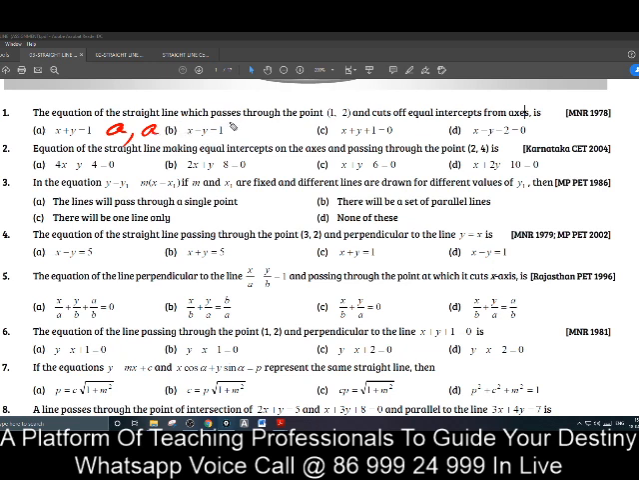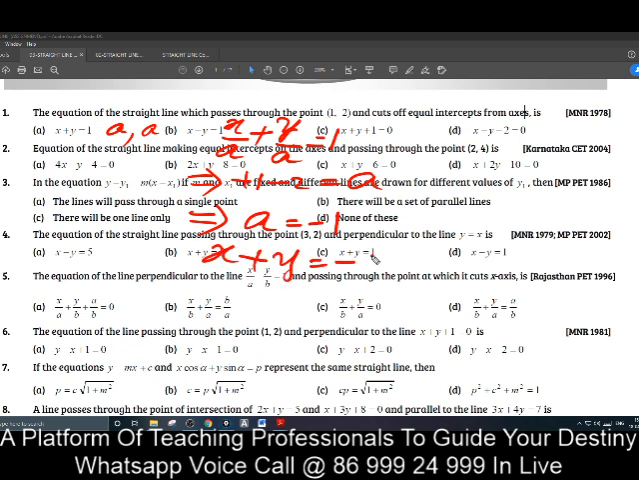Then the line equation will be in the form of x by a plus y by a is equal to 1. Through which point is it passing? 1, minus 2. So what should it be? 1 by a minus 2 by a is equal to 1, implies a is minus 1. So the line equation is x plus y is equal to minus 1. So option C. I hope it is clear.